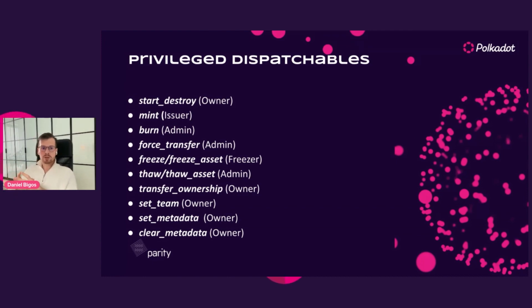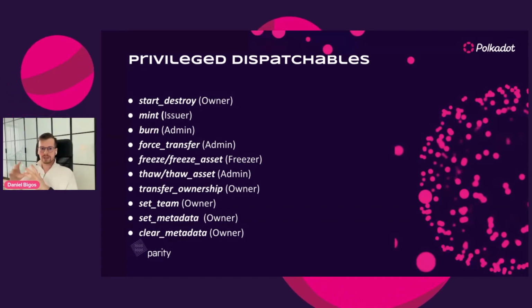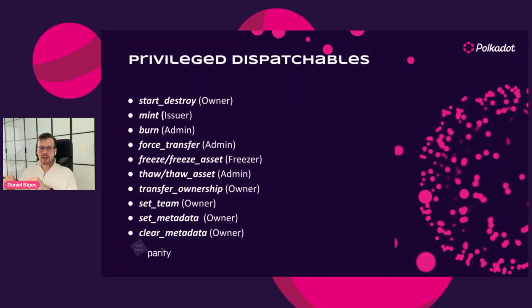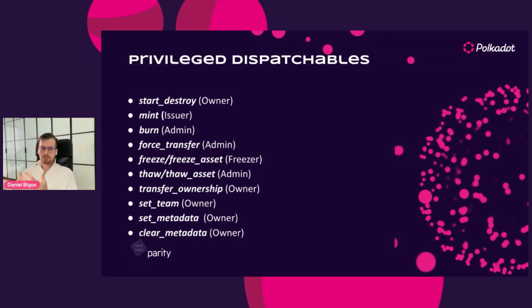Besides permissionless functions, we have some extrinsics to be executed only with a specific role. Let's go through them. At first, what I have on the slide is start destroy. It can be done only by the asset owner, and it's about starting the process of destroying an asset. Besides that, we have a functionality to mint new assets, new tokens, and it can be done only by the asset issuer. We can burn some minted tokens, and it can be done only by the asset admin.